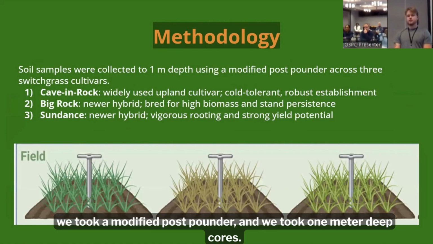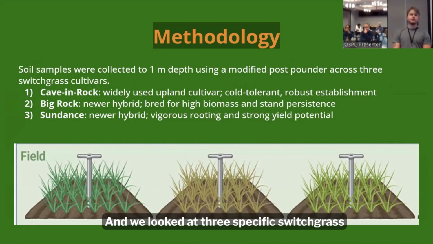So for our methodology, we took a modified post pounder and we took 1 meter deep cores, and we looked at three specific switchgrass cultivars. So Cave-in-Rock, a widely used upland cultivar, cold tolerant, with robust establishment. We looked at Blackwell, which is a newer hybrid with high biomass and stand persistence. And then finally Sundance, which is a newer hybrid with vigorous rooting and strong yield potential.